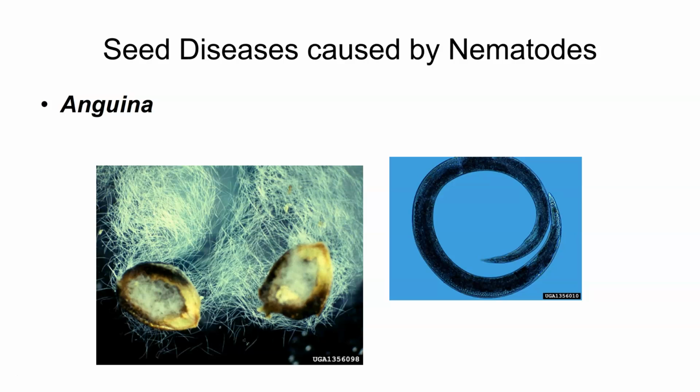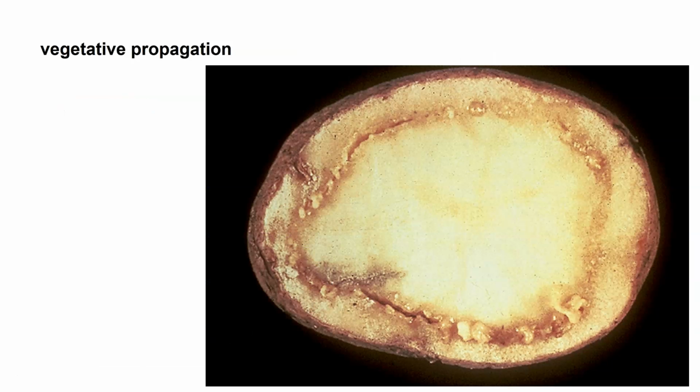Anguina. We talked a lot about anguina. This is seed-borne. In the United States, we don't have a problem with anguina anymore. We know it's seed-borne. We know how to get the seeds out. We don't plant the seeds that have anguina in them. Now, it's a rarity to find it, but in other areas where they don't have all of that ability, it's still a problem. We have problems with vegetative propagation.